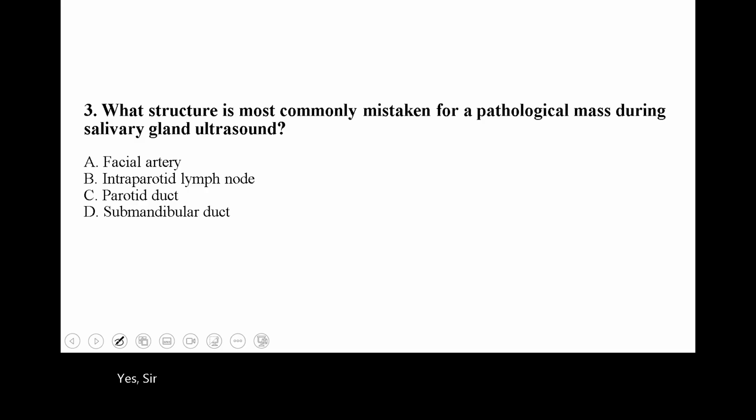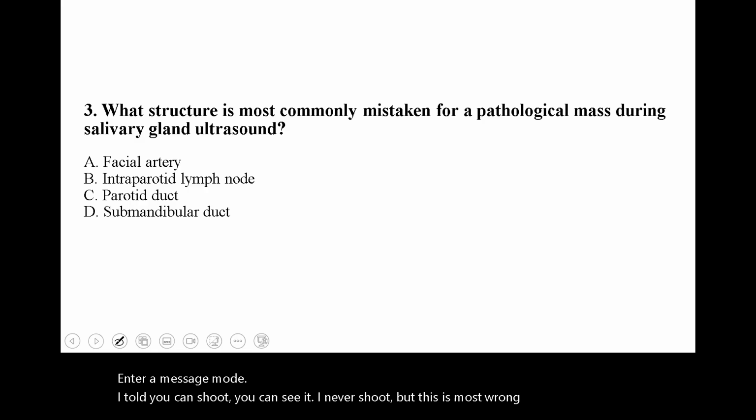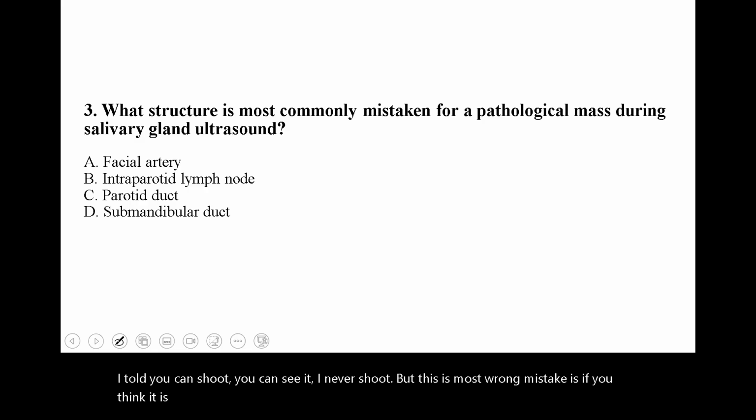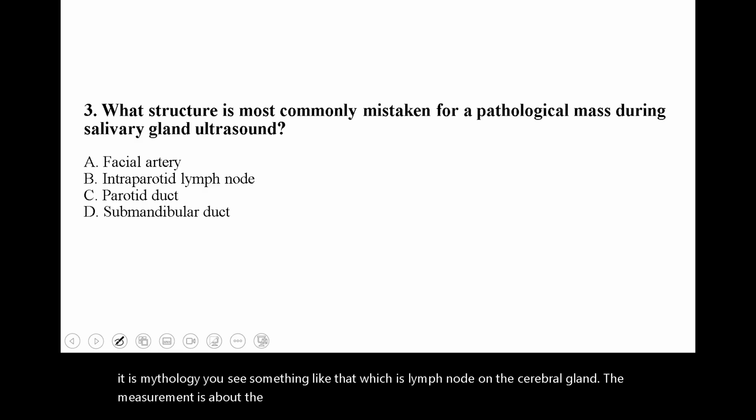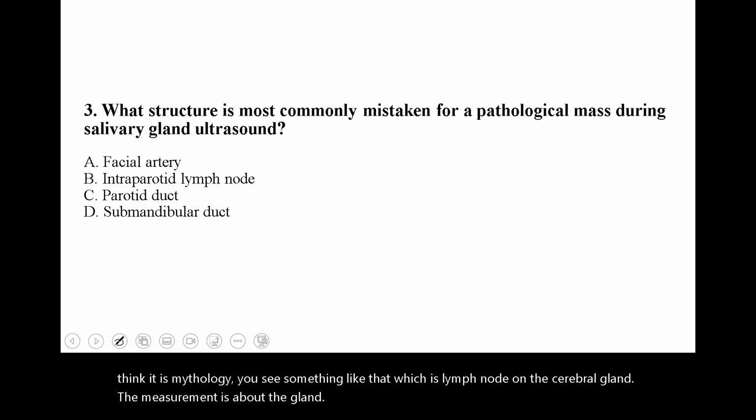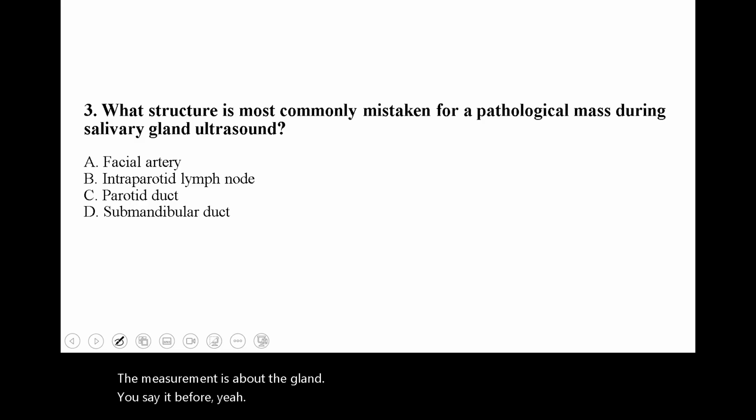Intraparotid lymph node. I told you, they say you can see it. I never saw it, but they say this is the most common mistake. They think it is pathology. You see something dark, which is a lymph node on the salivary gland, mainly the parotid gland. You saw it before? Yeah. You say this sometimes is misleading. Sometimes it is just a lymph node.